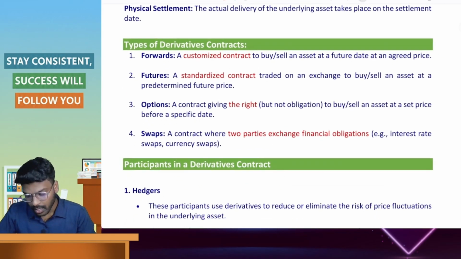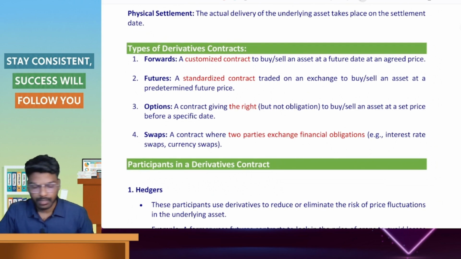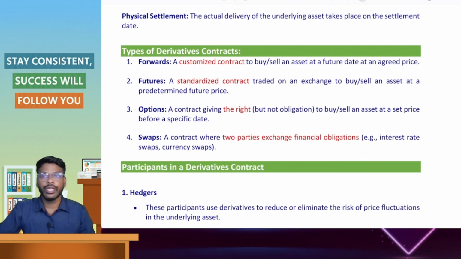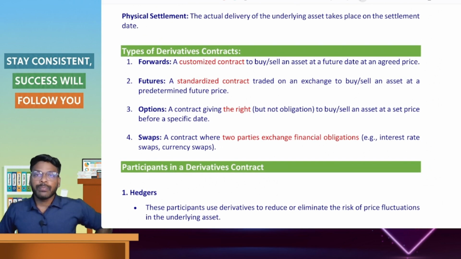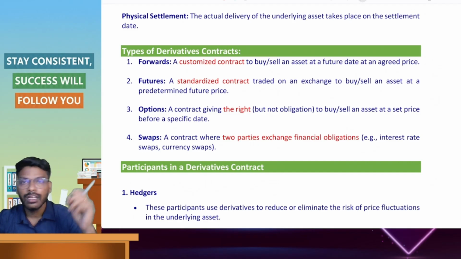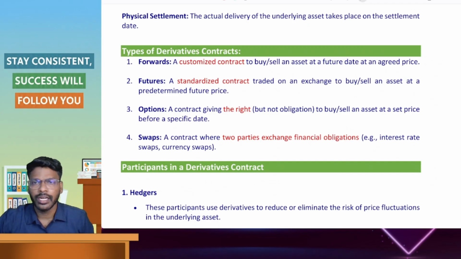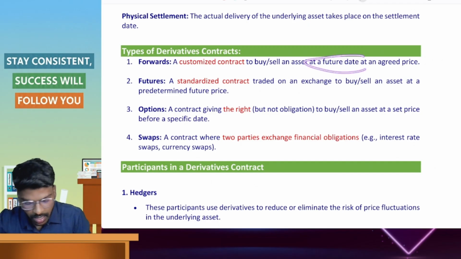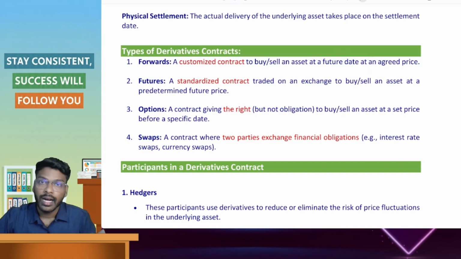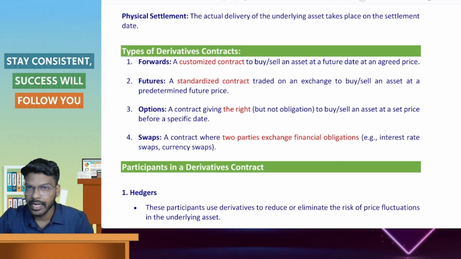What are the types of derivative contracts? There are 4 types of derivative contracts. First one is forwards. A forward is a customized contract to buy and sell the asset at a future date at a predetermined price, that is, an agreed price. They will agree on the price on entering into the contract. It will be settled on a future date.